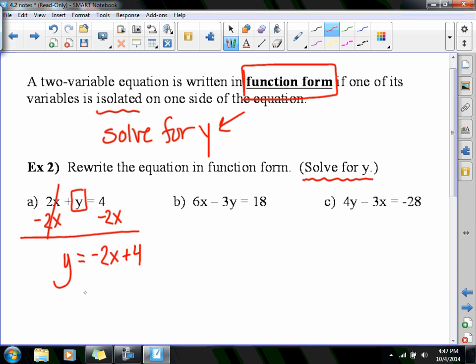And even if you wrote it y equals 4 minus 2x, that's not wrong. But this format is slope-intercept form, which again, we're going to practice later in the chapter. So if you get into the habit now of putting the x term first and then the number, it'll be super easy and second nature to you by the time we get to it later on.